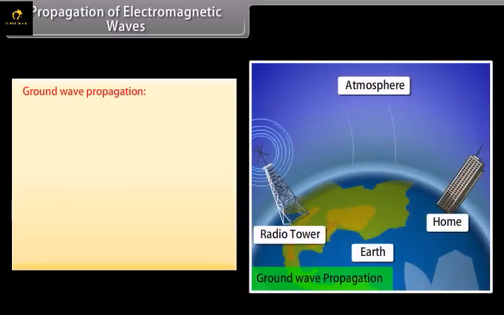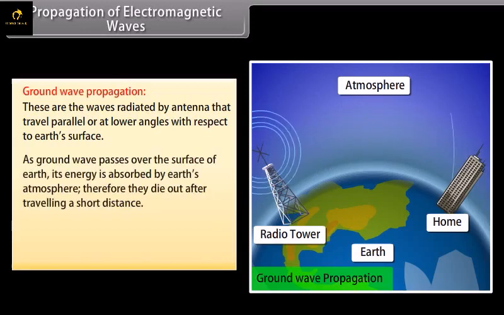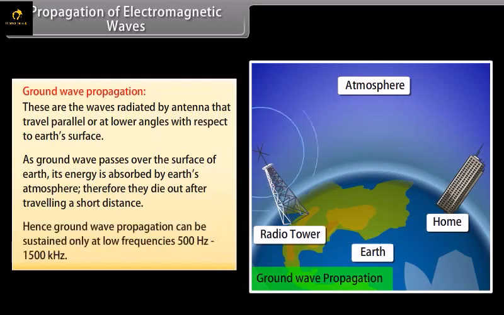Ground wave propagation. These are the waves radiated by an antenna that travel parallel or at lower angles with respect to Earth's surface. As a ground wave passes over the surface of Earth, its energy is absorbed by Earth's atmosphere, therefore they die out after traveling a short distance. Hence, ground wave propagation can be sustained only at low frequencies, that is 500 Hz to 1500 kHz.